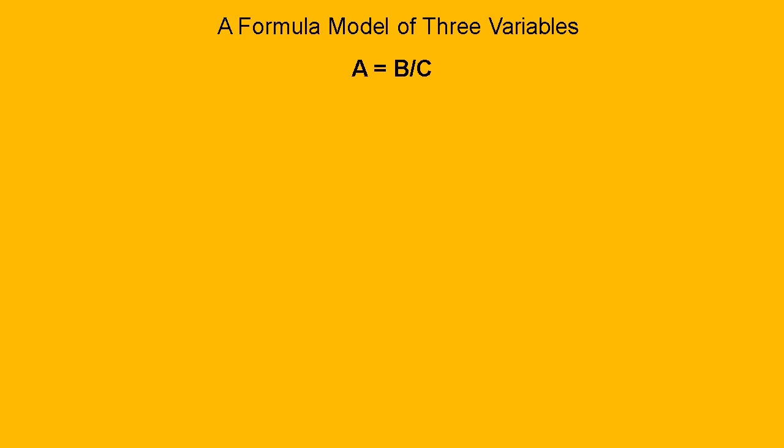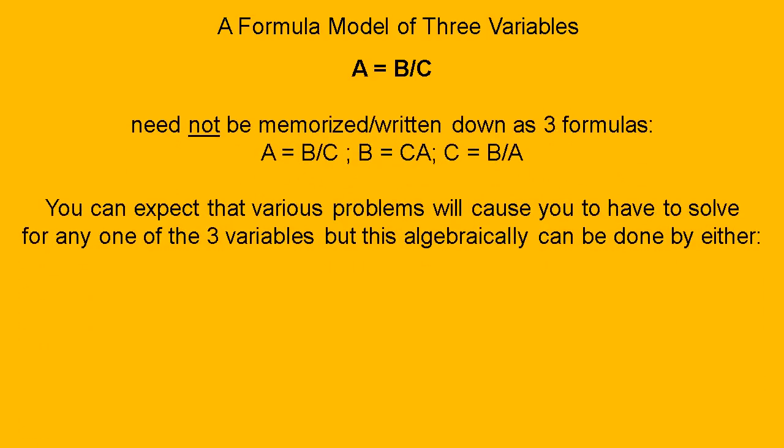So let's say that A equals B over C is one form of 3 basic forms that could be formed from these variables. In other words, A equals B over C, or B equals CA, or C equals B over A. You can expect that various problems will cause you to have to solve for any one of these 3 variables.